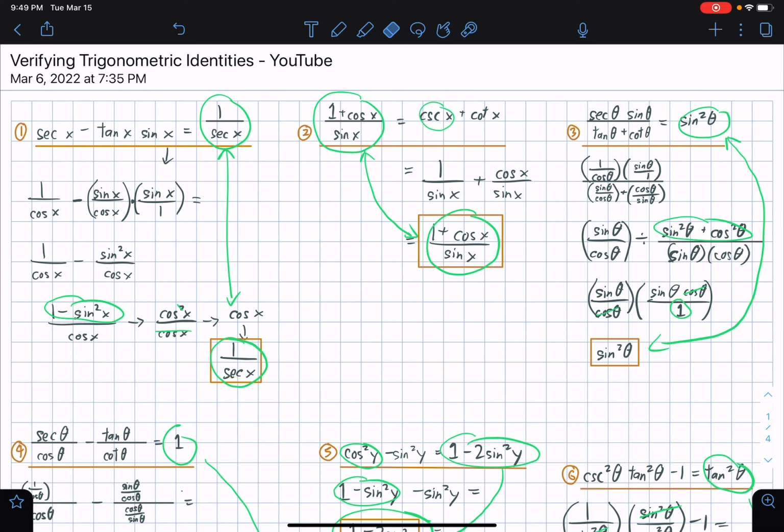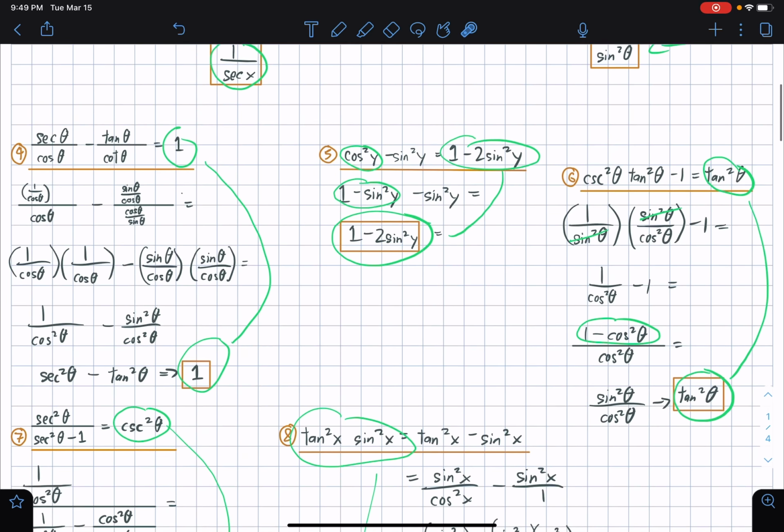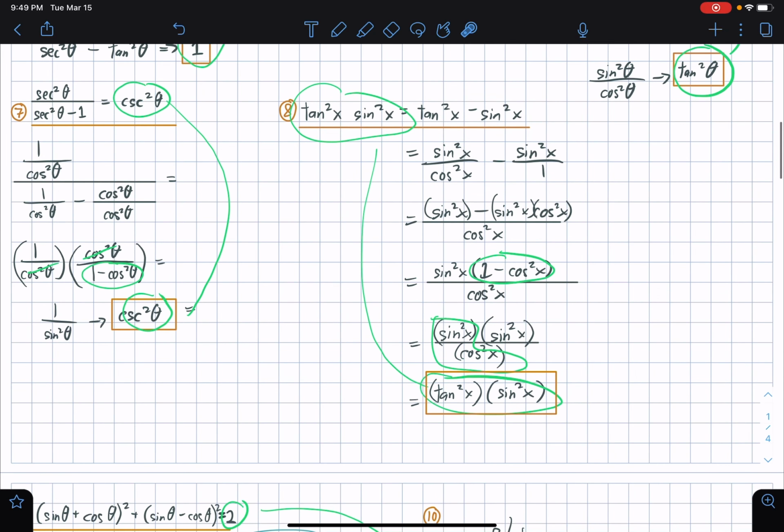Let's double check our answers. For number 1 over secant x, correct. Actually, it's quite pointless to check verification of trigonometric identities, since I suppose it's already a correct answer if your final answer is equal to what we have in the other side of the equation. So technically everything here is correct as long as they're equal to one another.